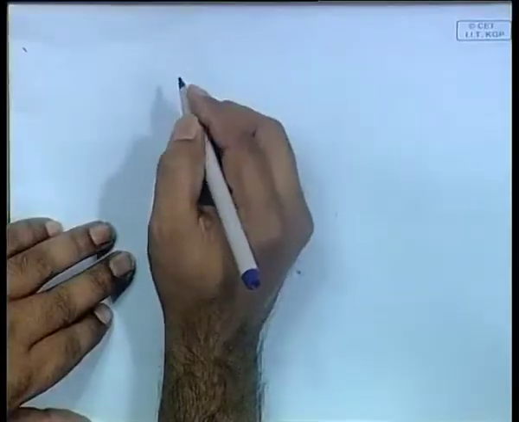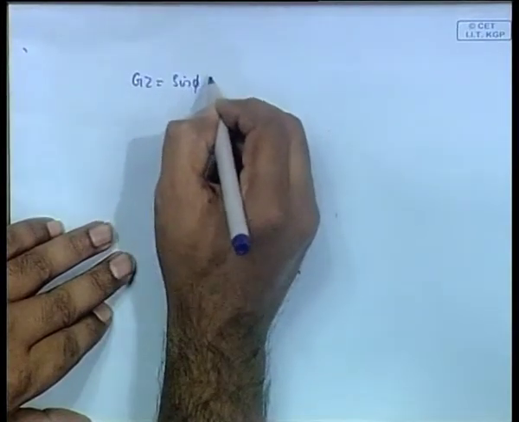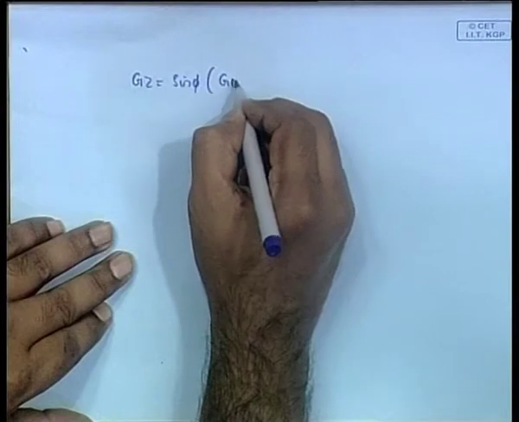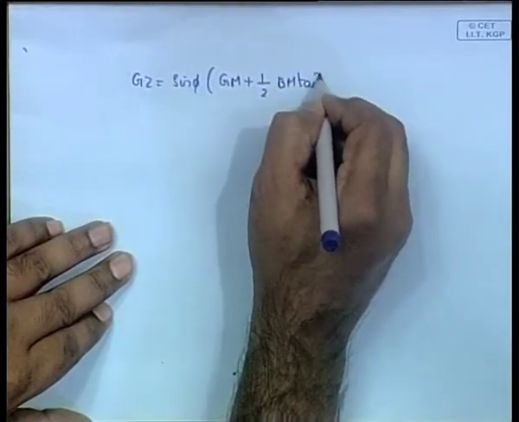So, how do you calculate the GZ curve? You use the wall-sided formula. So, you have to make your GZ table. In this case, you have to generate your GZ table using the wall-sided formula. GZ is equal to sin phi into GM plus half BM tan square phi.